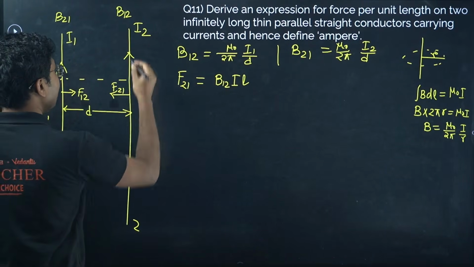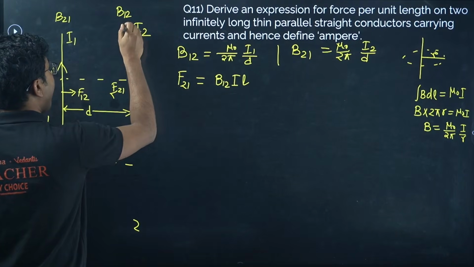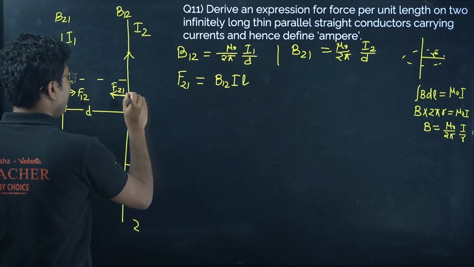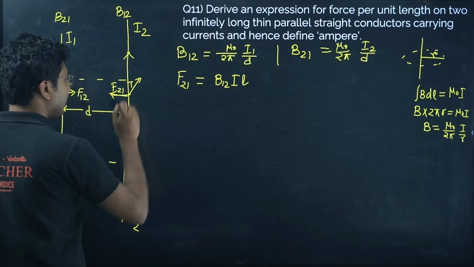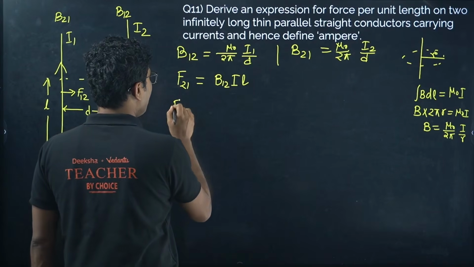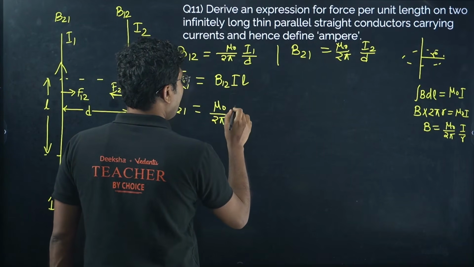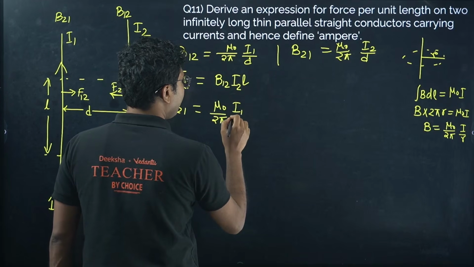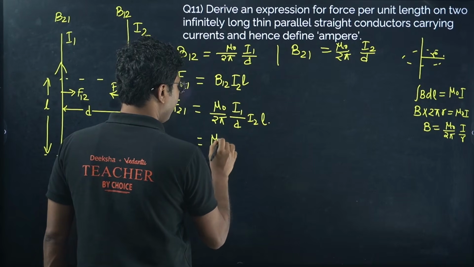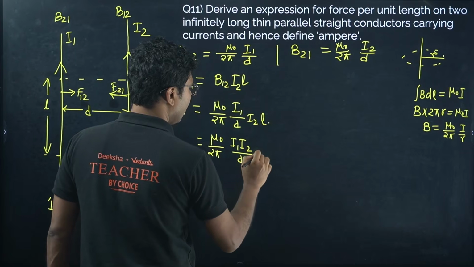The magnetic field B12 is in this direction, into the page, so the angle is 90 degrees. Now this is F12, so now put the value. F21 is equal to mu naught by 2 pi, I1 by D, into I2 into L, so you get mu naught by 2 pi I1 I2 by D into L.